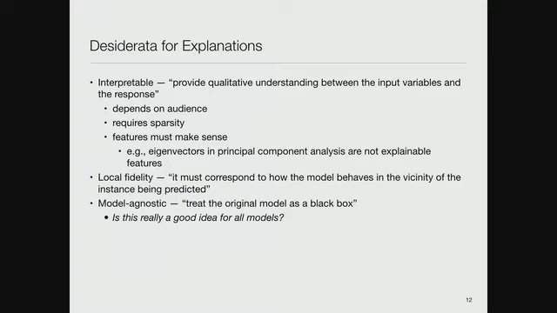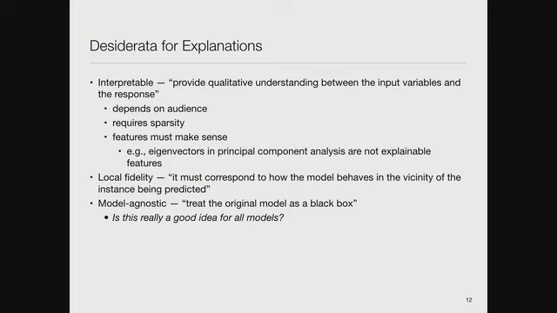So for example, if I say, well, the reason this decided that is because the eigenvector for the first principal component was the following, that's not going to mean much to most people. And then they also say, well, it ought to have local fidelity, so it must correspond to how the model behaves in the vicinity of the particular instance that you're trying to explain.